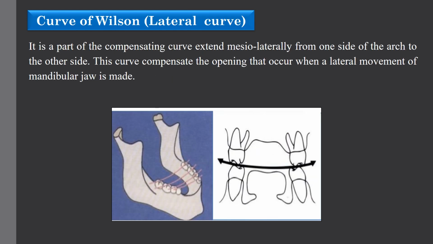Curve of Wilson, the lateral curve. It is a part of the compensating curve, extending mediolaterally from one side of the arch to the other side. This curve compensates the opening that occurs when a lateral movement of the mandibular jaw is made.